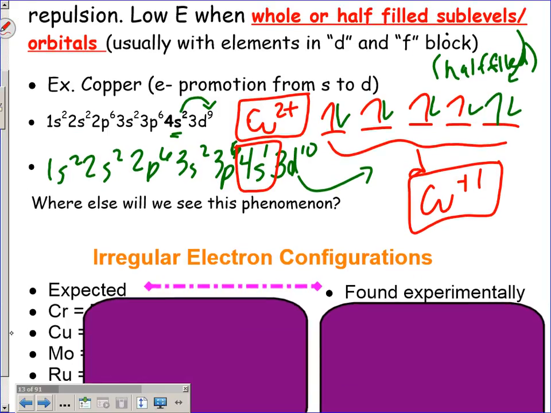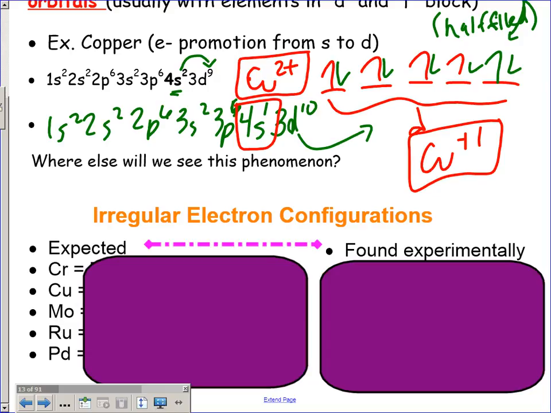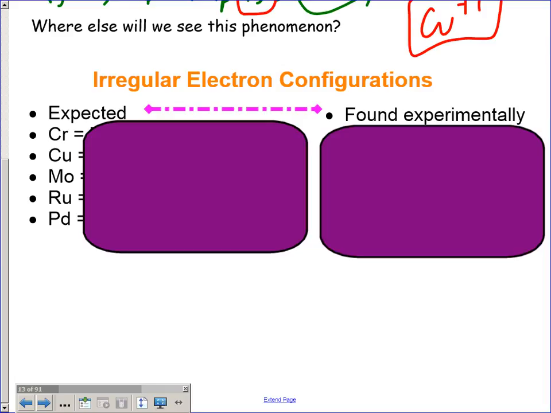All right, so where else do you see those? Look at chromium, copper, molybdenum, I can't say that one, rutherfordium, and palladium. And I want you to think about what could actually be found. Go ahead.